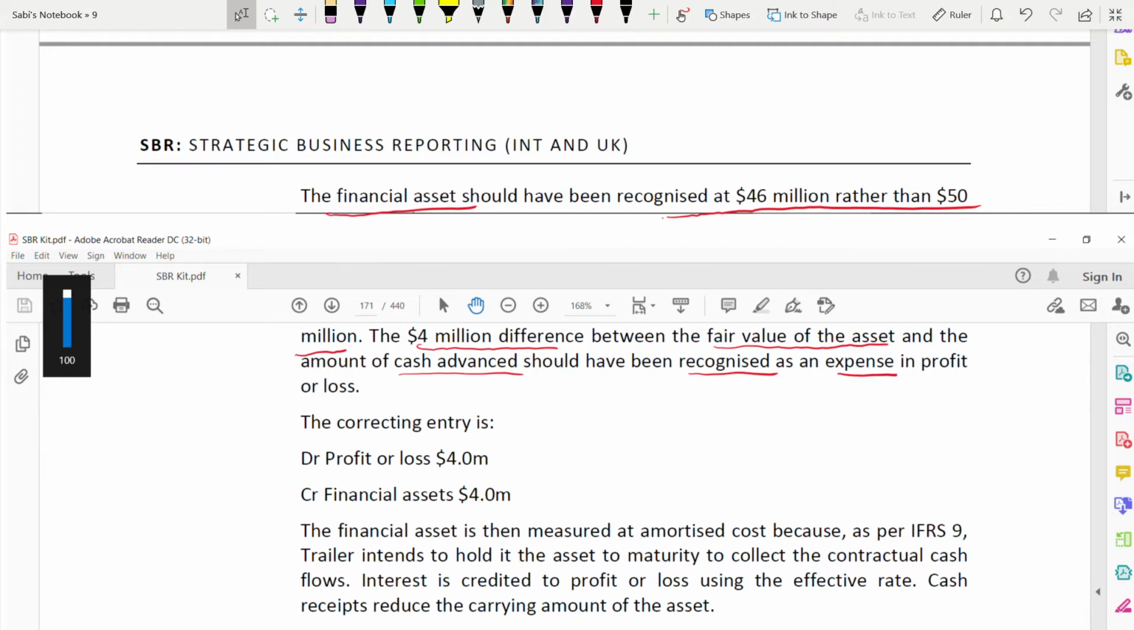Expense in which place? You need to mention the place also. Why? The consolidated statement includes both profit and loss and the statement of financial position. If you want to show the impact, you need to say which place it will go to. It's not enough that you just say it should be recognized as an expense. You need to say it should be recognized as an expense in profit or loss. Profit or loss also will come in the consolidated statement, right? It's an expense.